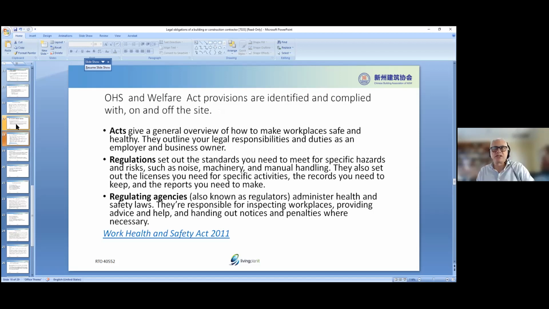Okay, so here's just a definition of the acts and the regulations, which I've explained before. The regulating agencies are the ones who administer the law. They do what it takes, such as Fair Work, such as Safe Work. They are the ones who follow the laws and say you have to follow them now. We know what the laws are, and we're put here by the government to make sure you are following these laws. Okay.